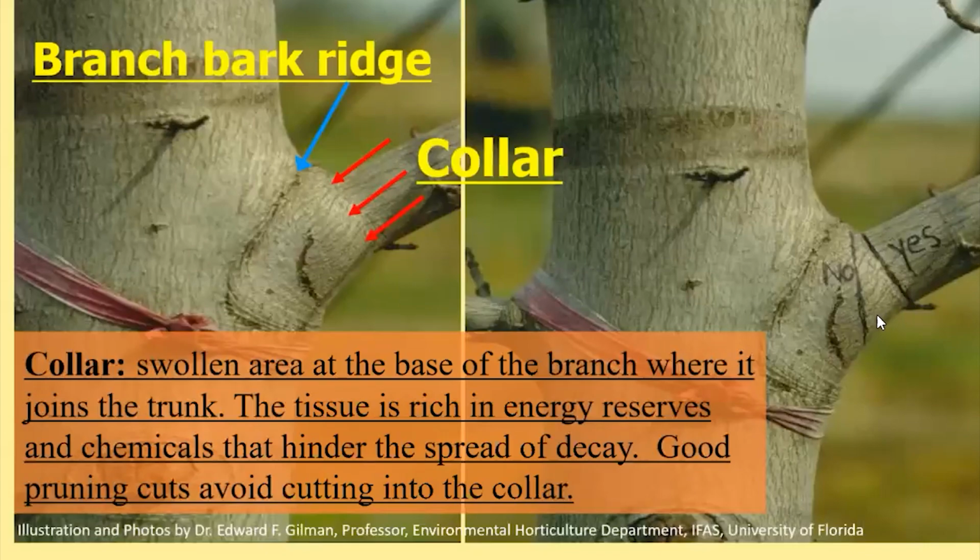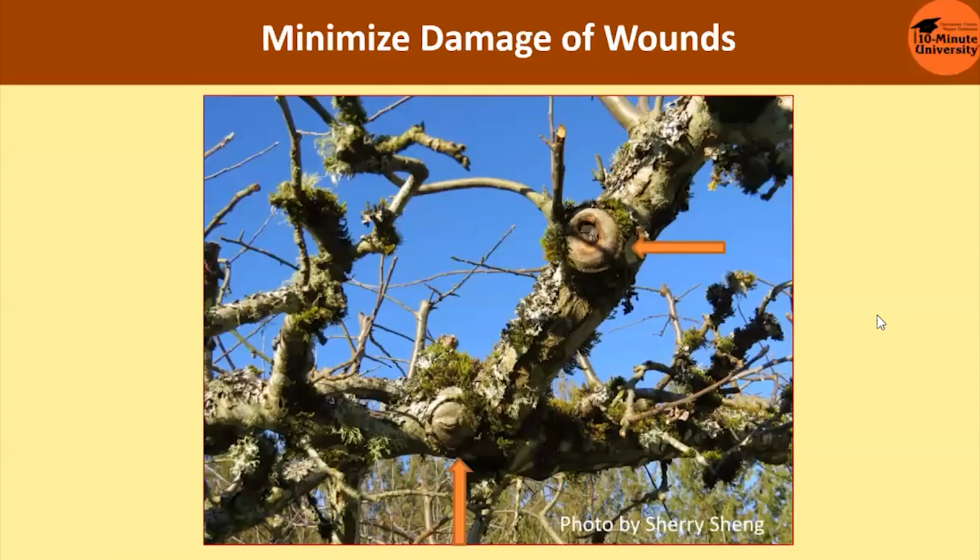And that's because the collar is the area that is rich in energy reserves and chemicals to hinder the spread of decay. So keeping the collar is always better in terms of sealing the wound and minimizing the damage to the tree. It's important for us to keep in mind, pruning creates wounds, and wounds always lead to rot. The smaller the wound, the smaller the internal damage in general. So as much as possible, we want to avoid making major cuts.